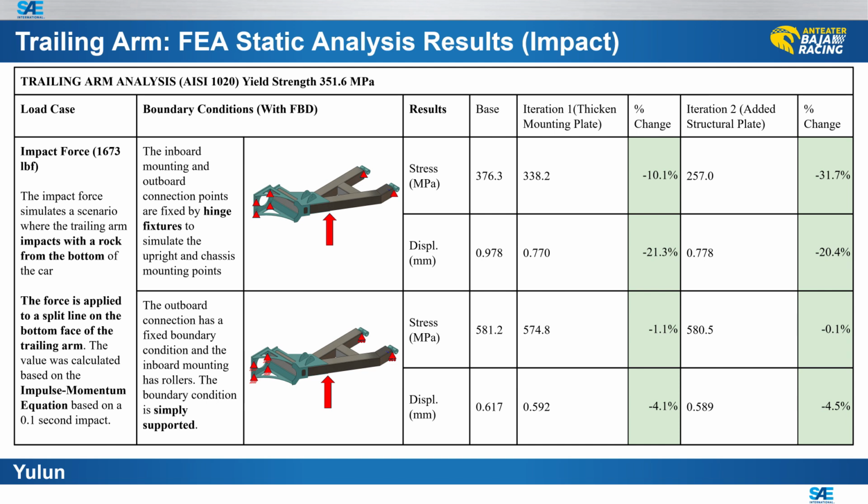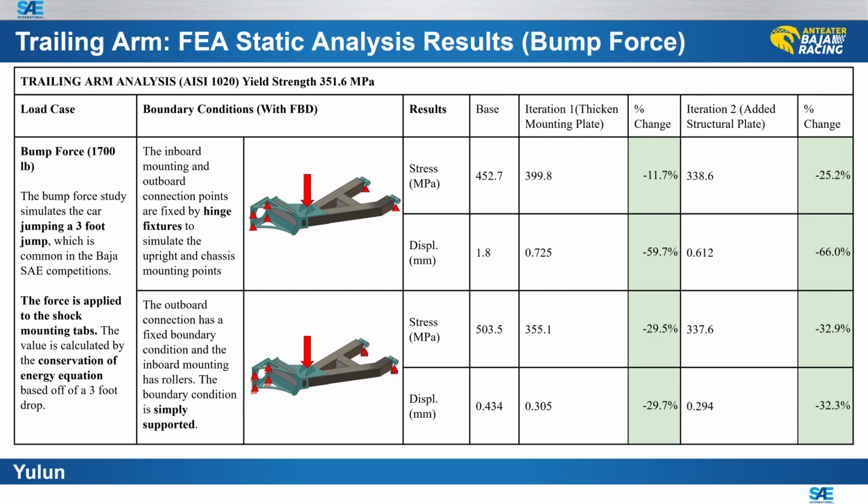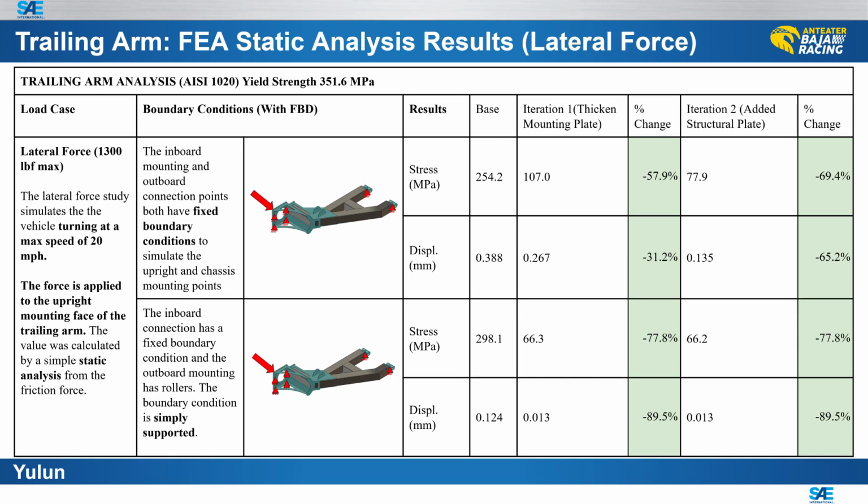Boundary conditions with free body diagram results are shown on the table. The bump force scenario simulates a vehicle landing from a 3-foot jump, with 1700 pounds of force applied at the mounting tabs. Details are shown on the table. The lateral force scenario simulates a vehicle turning at a speed of 20 miles per hour, common during racing. Details are shown on the table.